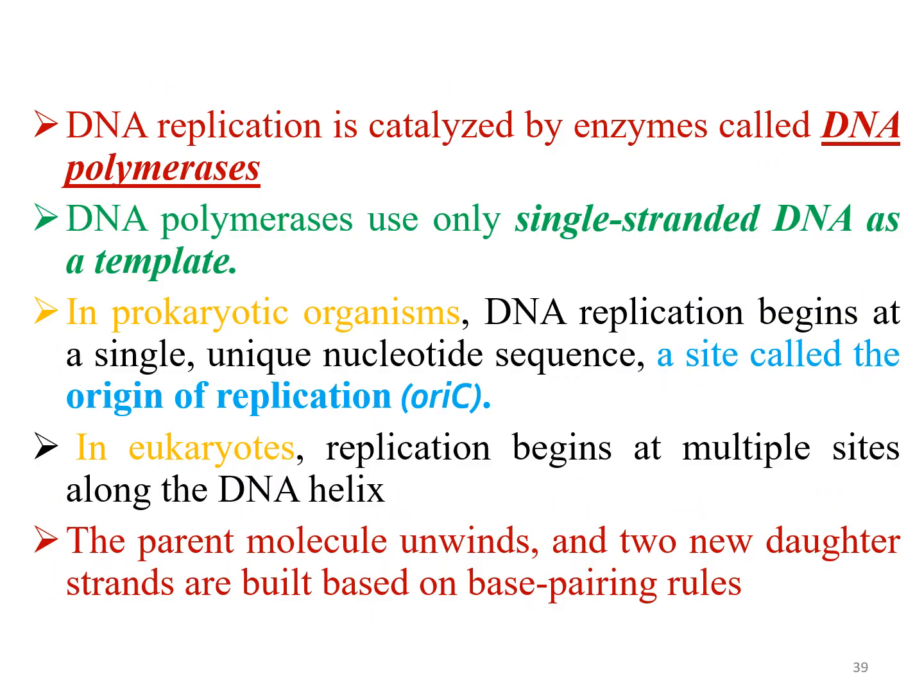This DNA replication is catalyzed by an enzyme known as DNA polymerase. DNA polymerase uses only single-strand DNA as a template, and then replicates and produces double-strand DNA. In prokaryotic organisms, DNA replication begins at a single unique nucleotide sequence site called the origin of replication, or ORI. But in eukaryotes, replication begins at multiple sites along the DNA double helix, and the parent molecules unwind, and two new daughter strands are built based on the base pairing rule.